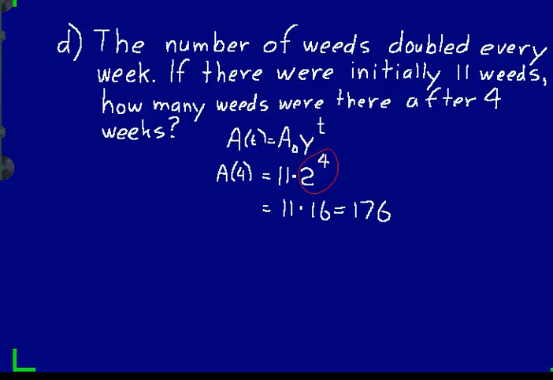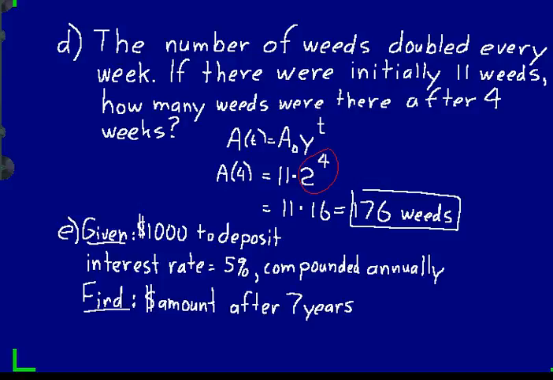So that's how many weeds there were after 4 weeks. We'll just say 176 weeds. And so that's the answer. Let's do one more problem.